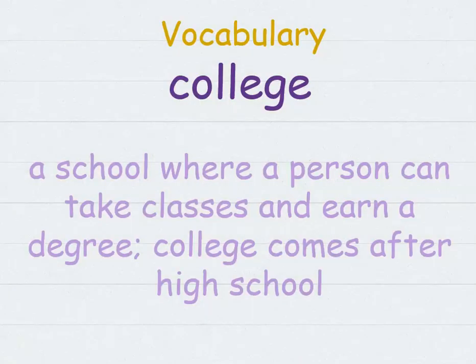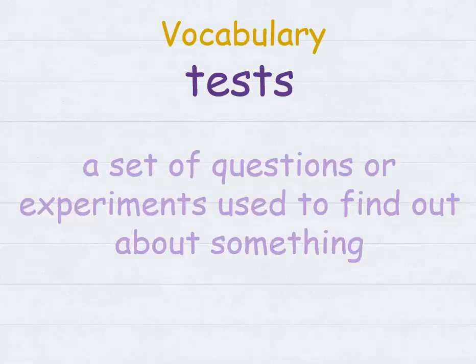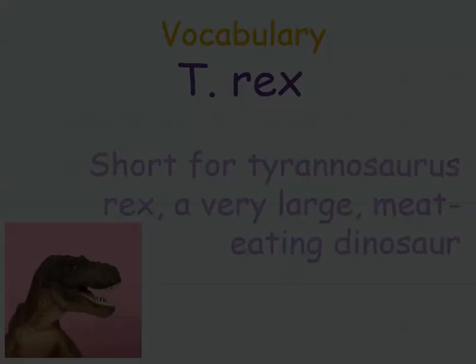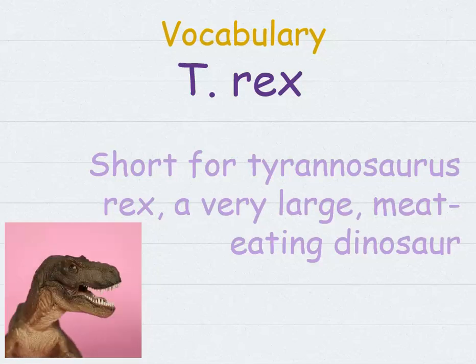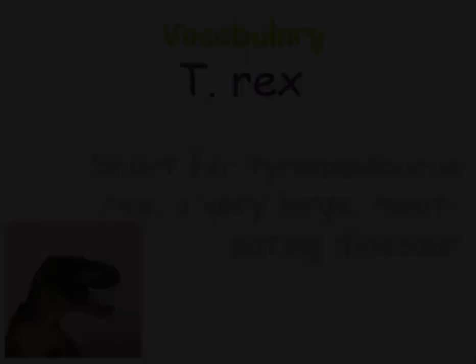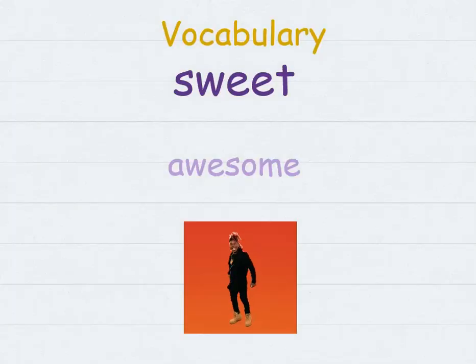Before we begin, let's review some vocabulary words. The first word is college. A college is a school where a person can take classes and earn a degree. College comes after high school. Test. A test or tests are a set of questions or experiments used to find out about something. Test. A T-Rex. T-Rex is short for Tyrannosaurus rex. It's a very large meat-eating dinosaur. Sweet. In this story, the word sweet is going to mean awesome.